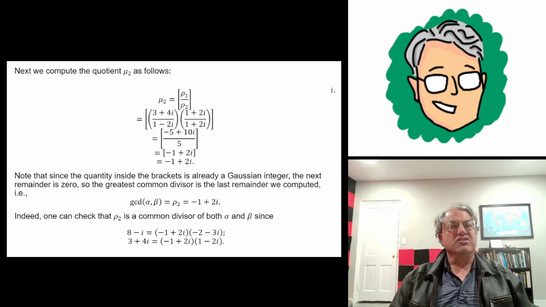Of course, the GCD is only unique up to a unit. It turns out you could also write this as 2 plus i if you want, just by multiplying the whole thing by minus i. But anyway, this is good enough. To see that this is a common divisor of both alpha and beta, we can divide both of them by minus 1 plus 2i. If we do that, we see that 8 minus i, that was our alpha, is equal to (minus 1 plus 2i) times (minus 2 minus 3i), and 3 plus 4i, that was our beta, is (minus 1 plus 2i) times (1 minus 2i). That 1 minus 2i is really just the conjugate of minus 1 plus 2i. So it's a unit times a square of 1 minus 2i, it turns out.